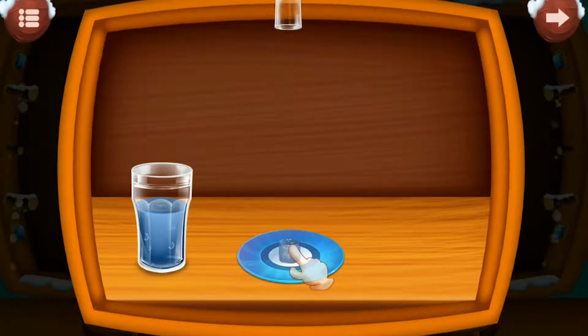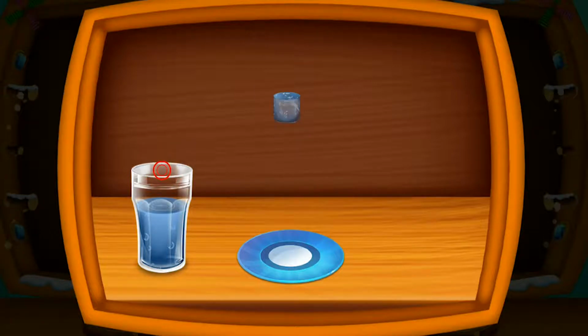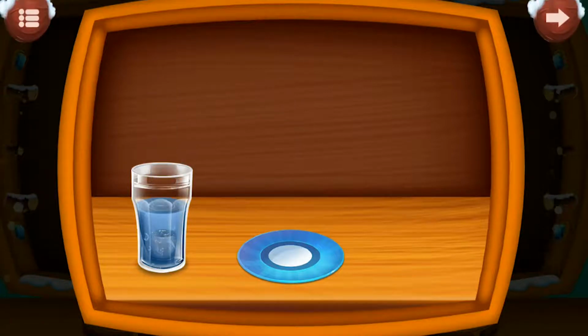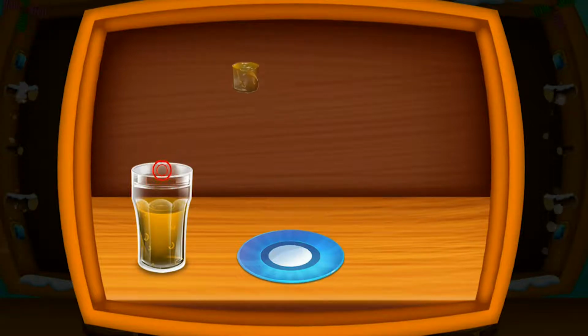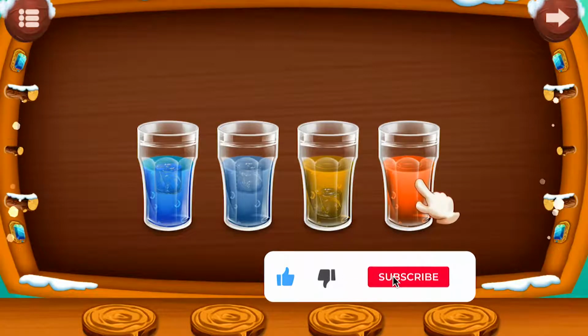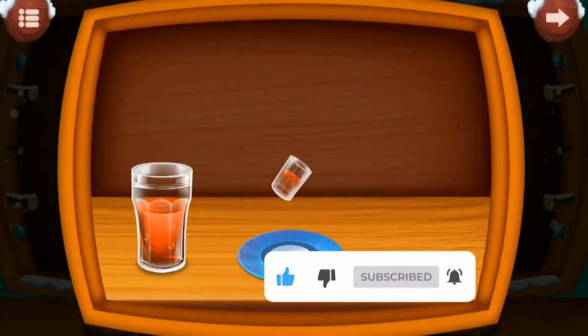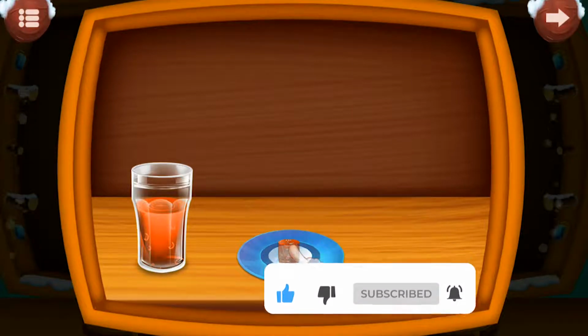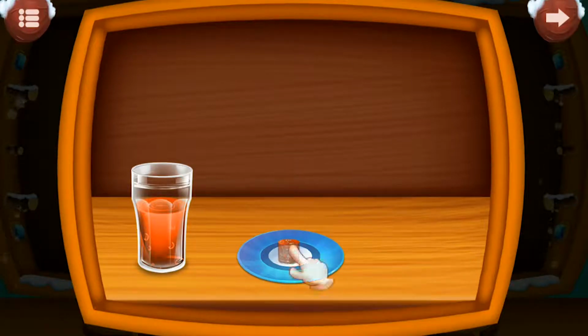Now remove the salt ice cube from the glass. Now put the salt ice cube into salt water. Remove the oil ice cube from the glass. Now put the oil ice cube into oil. And now remove the honey ice cube from the glass. And lastly, put the honey ice cube into honey.